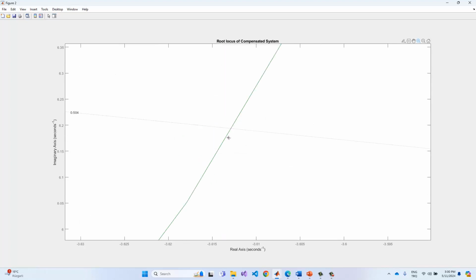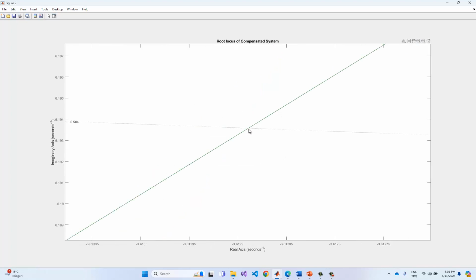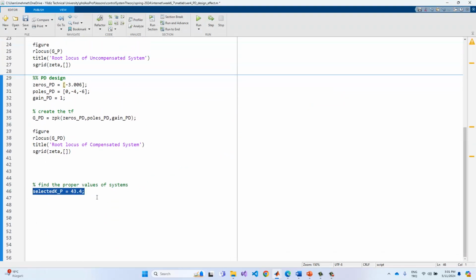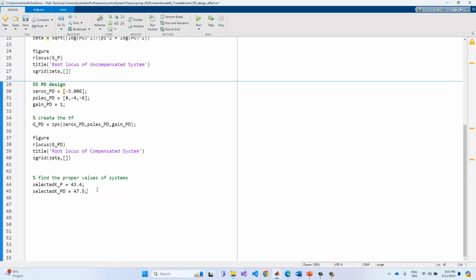The overshoot value is seen with the value of 47.5. Just see the poles at minus 3.61 and 6.19, right? And what's the selected value of these terms? The selected KPD is equal to 47.5. These are the PD design.